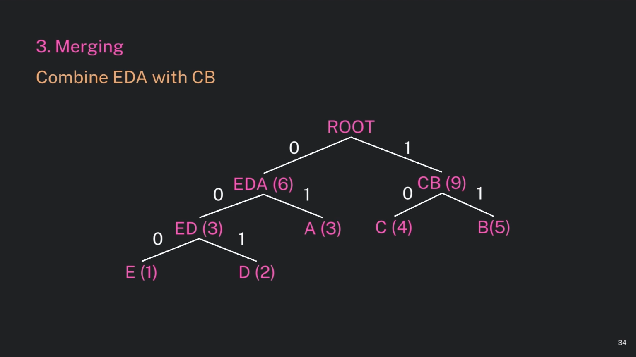So now we can reach the code of each character by traversing the path from the root node to that character's leaf node. As you remember, initially we said that whenever we go left, we will write 0, and whenever we go right, we will write 1.